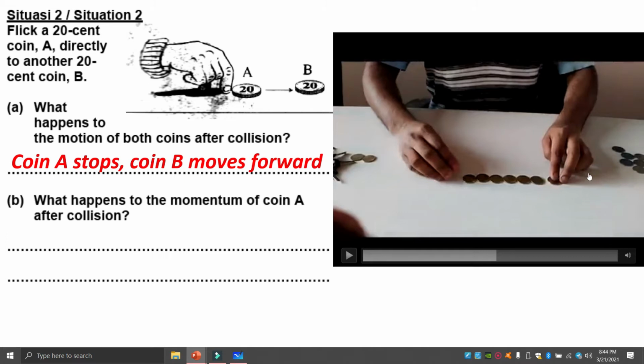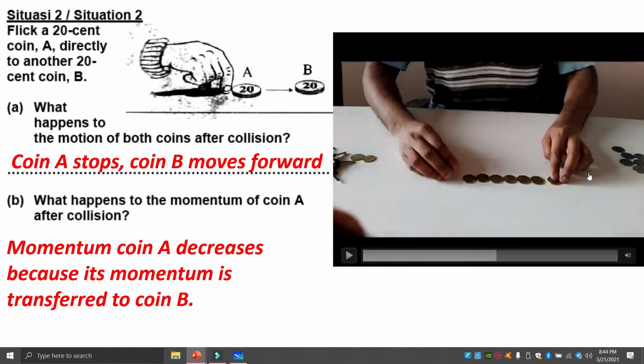Okay. So what happened to the momentum of coin A after collision? So after the collision, it will decrease. Okay, why? Because this momentum is transferred to coin B. Okay, like this one also.